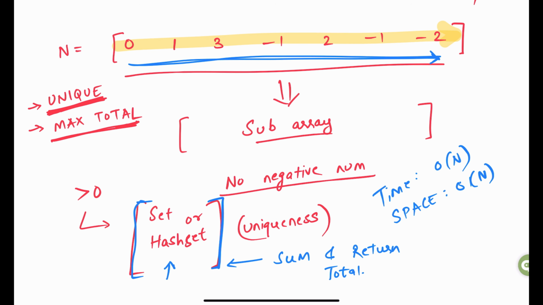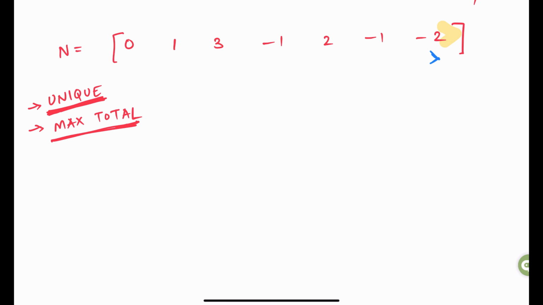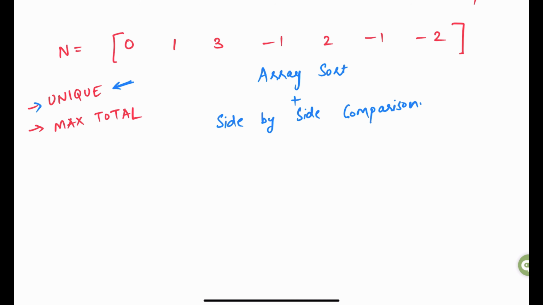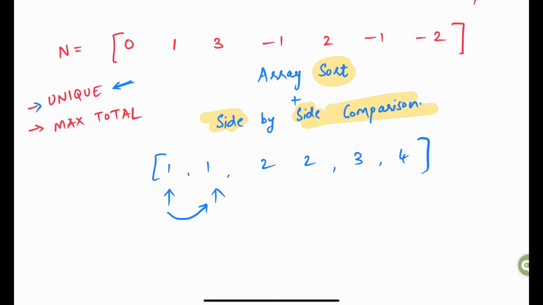Let's think about a different way where we can optimize our space complexity. The only reason our space complexity was higher in the previous solution is because of the uniqueness criteria. Another way to make sure that the subarray created has unique values only is by sorting the array and then applying side-by-side comparison. The idea is that once the array is sorted, all of the like elements, the same values, will be next to each other. So all we need to do is compare the current value with the next value or the previous value to know if they are unique.